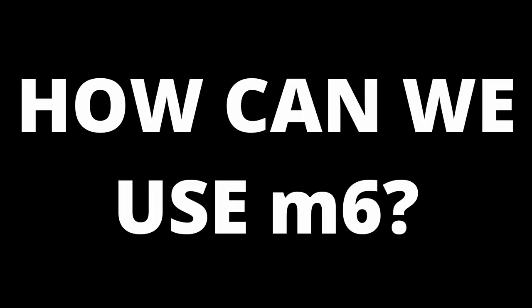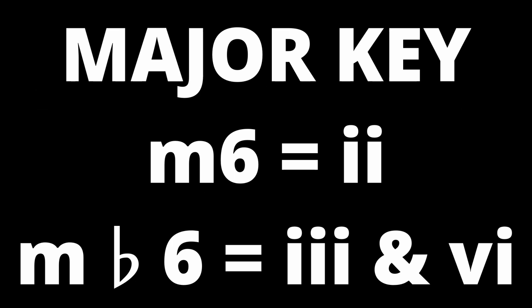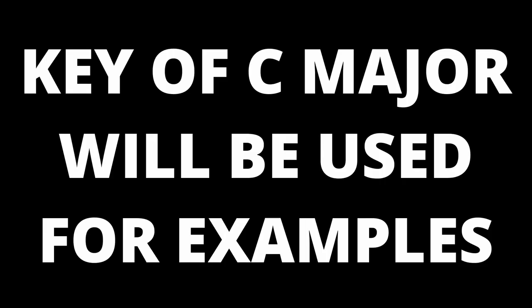How can we use the minor sixth chords? In a major key, the standard minor sixth is used on the 2 chord, and the minor flat sixth is used for chords 3 and 6. Let's use the key of C major to explain why. We will also use this key for our later chord progressions.